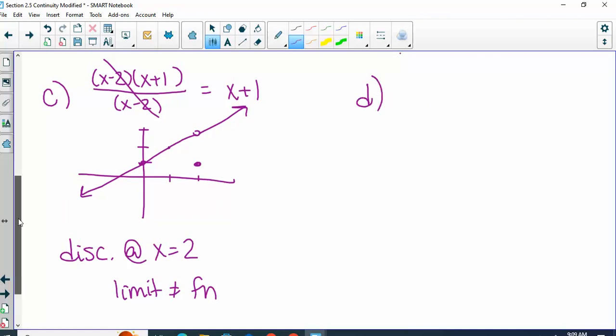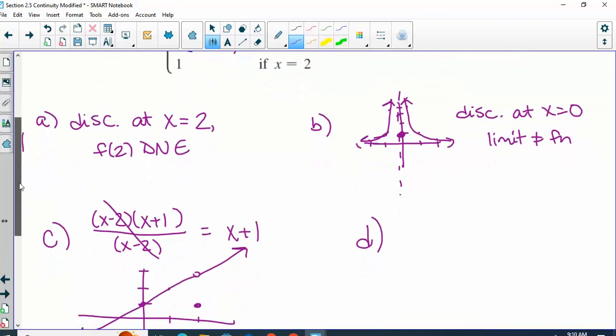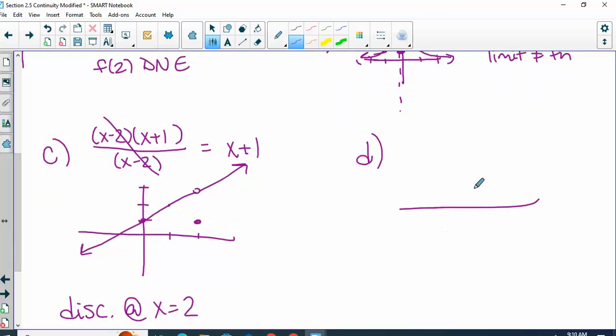Last one. What is that double barred x we saw a few days ago? Step function, the greatest integer function. Remember it looked something like this. So is this one continuous? No. It's discontinuous at a lot of places. -1, 0, 1, 2. So this is discontinuous at every integer.